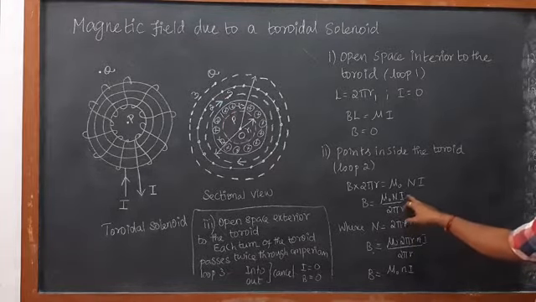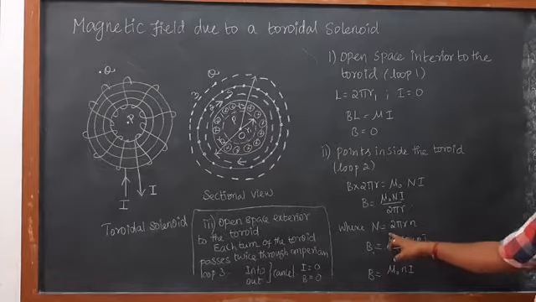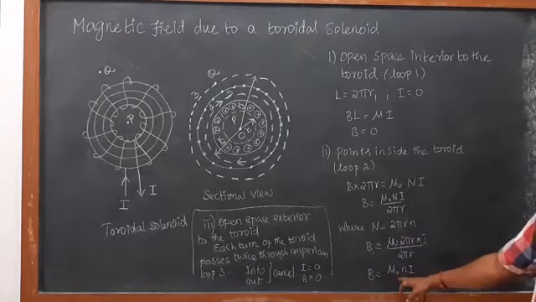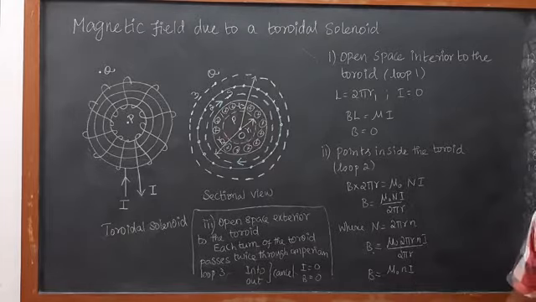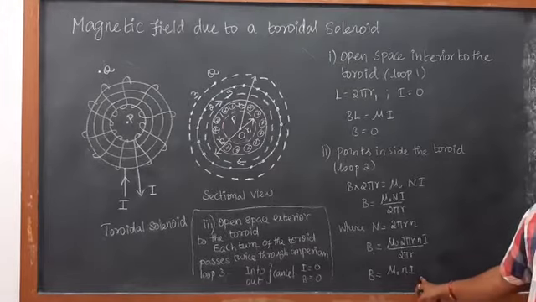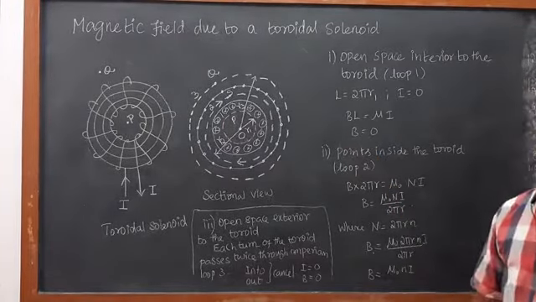So substitute over here: B is equal to mu naught N I divided by 2 pi r, and N is equal to 2 pi r small n. Substituting, this 2 pi r will be cancelled. We will have the magnetic field in terms of mu naught n I. So here the magnetic field depends upon the turns and the current passing through the toroid. This is inside the toroid.